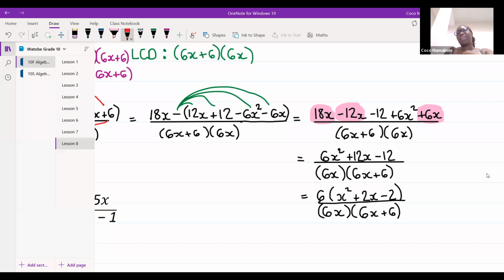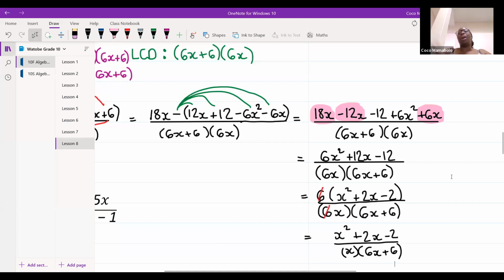What's going to happen now is because everything is being multiplied to the one to the other, am I correct in saying that I can cancel the 6's, teacher Nelisa? 6 divided by 6 is going to give us 1. Yes? So this 6 divided by this 6 will give us 1, and all we're going to have left over is that part. This is equal to, at the top, x squared plus 2x minus 2, and at the bottom, all I have left is x multiplied by 6x plus 6.